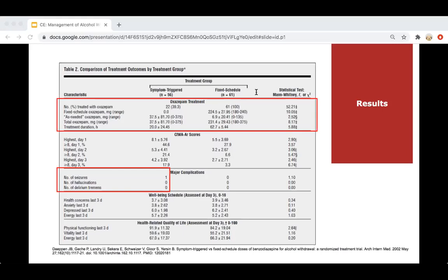This study also found that there were no treatment group differences in health concerns, anxiety, energy, or depression. The other takeaway from this study was that there was one incidence of seizure in the symptom triggered group, while the fixed schedule group had no major complications, which were seizures, hallucinations, or delirium tremens. That was also a takeaway. By waiting for these patients to have their symptoms, we do put them at a risk of progressing and having these severe complications.